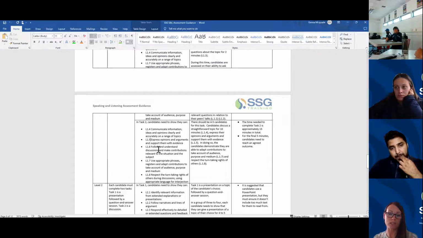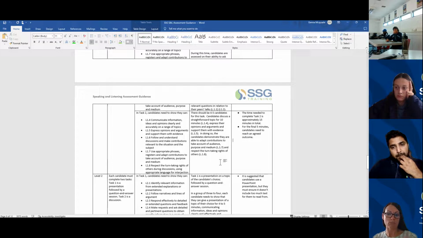So listening to others and contributing based on what other people have said and responding. And as part of that, respecting the turn taking and interjecting appropriately. So that's 1.8. And then again, using appropriate language for 1.7. As part of that, they should come to a sort of a final outcome for the 5 minutes. So they should talk about what they think in terms of, do they agree, do they disagree, what do they think the final decision is.